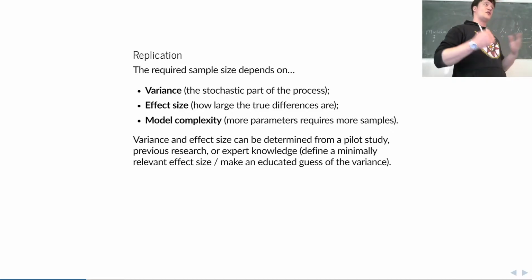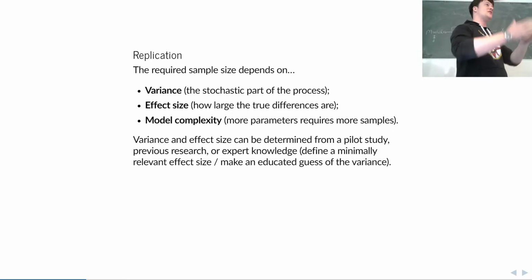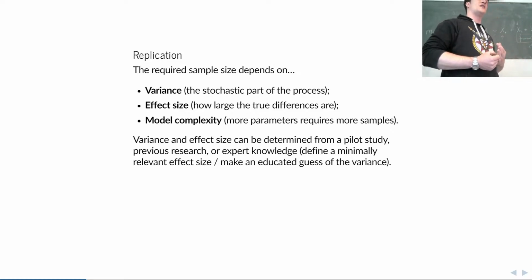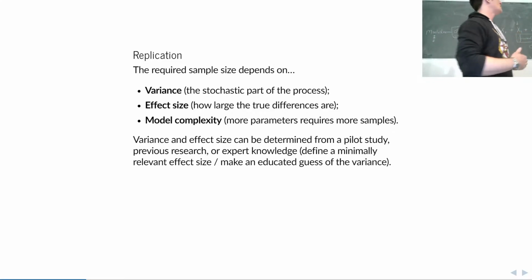Now, variance and effect size, you usually don't know them, but you can estimate them from a pilot study, or you can look up other studies that do something similar and see if you can find realistic values. If nothing else works, you can make an educated guess of realistic values, and then always go towards the pessimistic side. If you think variance could be about 2, go with 3 maybe and see what your sample size should be so that you're on the safe side.